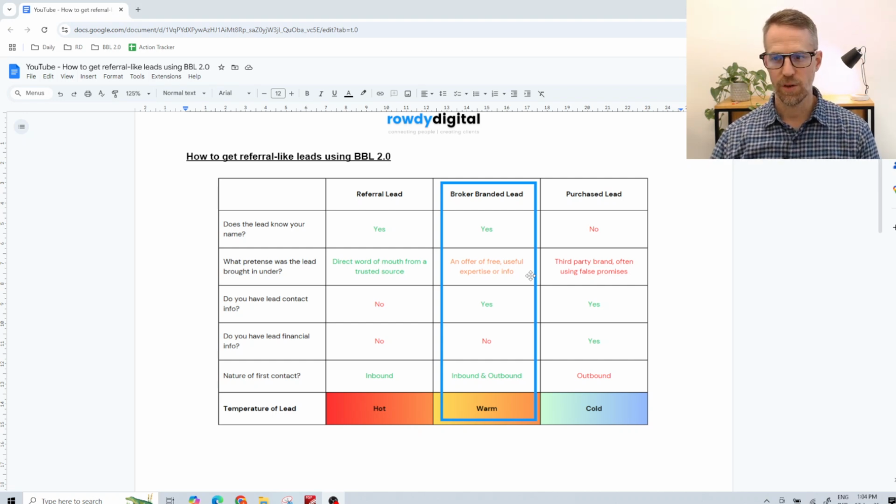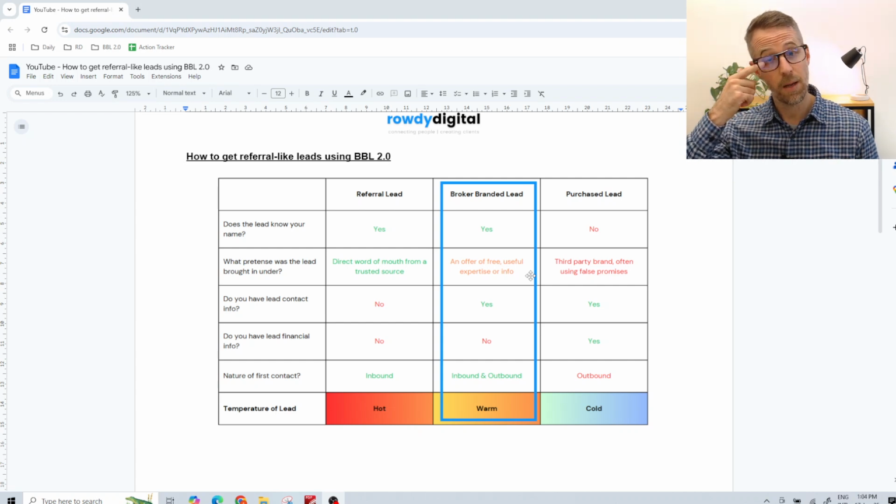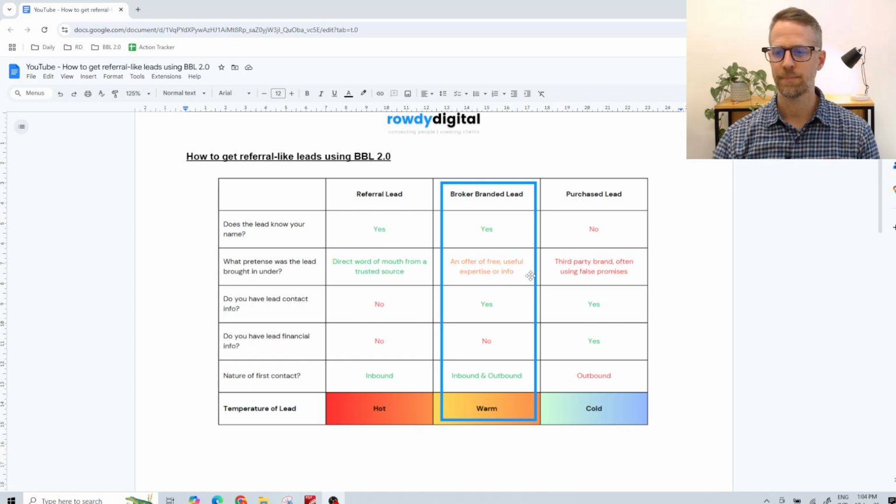You do get the lead contact information because in order to provide the useful expertise or information, we need their contact details. So we have a legitimate reason to ask for their details, and we do provide them with that information straight away. We don't typically ask for lead financial information straight away, although it can be done later. And the nature of the first contact is both.